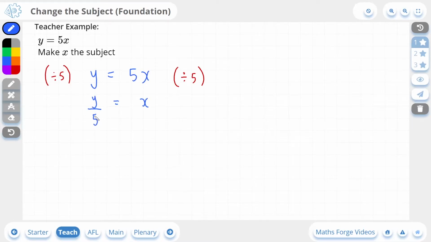And on the left-hand side, we have y over 5. But just to make it neater, we're going to put the x on the left-hand side and the y over 5 on the right-hand side. And if we check our answer, there it is.